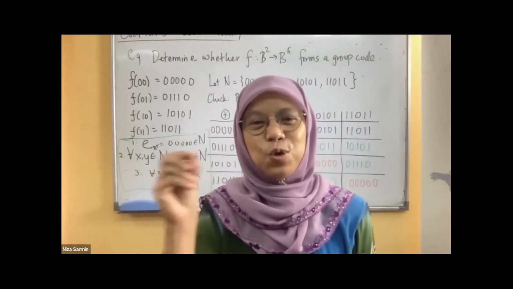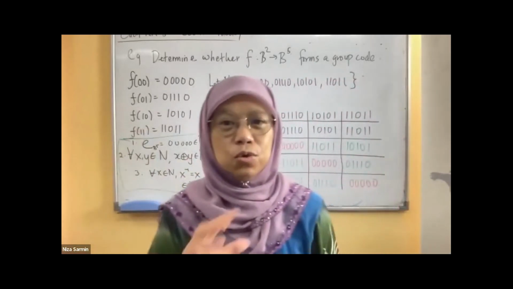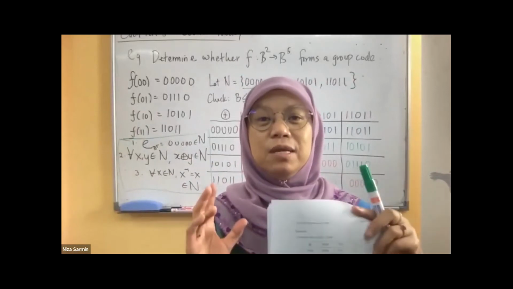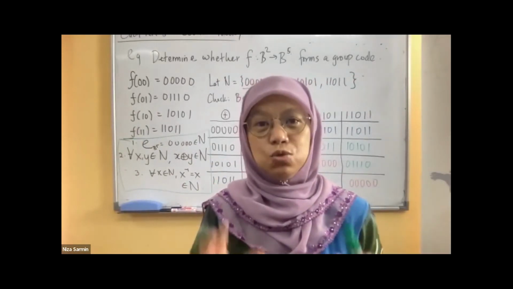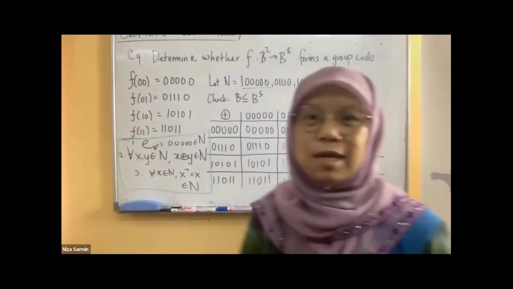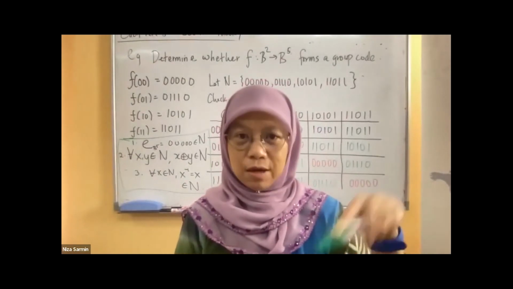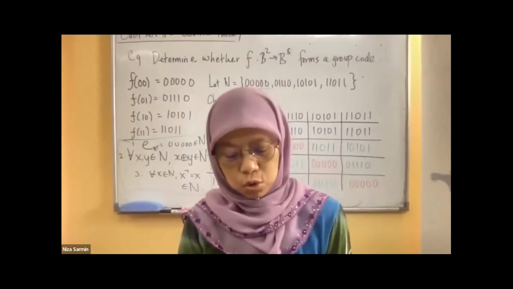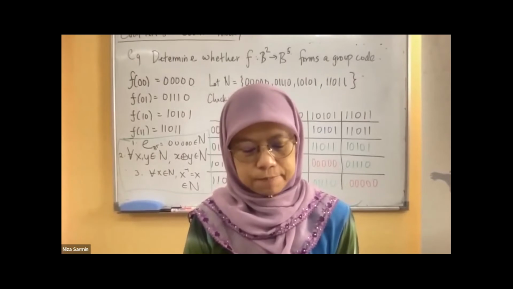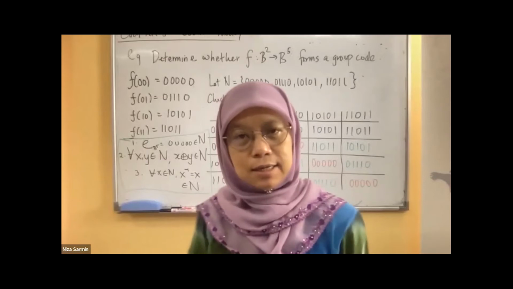Take this and this, you add, it's not inside. No need to show the whole Cayley table. I'm just showing you because I want to explain how to write the Cayley table. But if it is a group code, you need to show everything. That's why you need to have all of it in a Cayley table. After this, if we have time, we can go through some examples. Now the last part is about decoding and error correction.